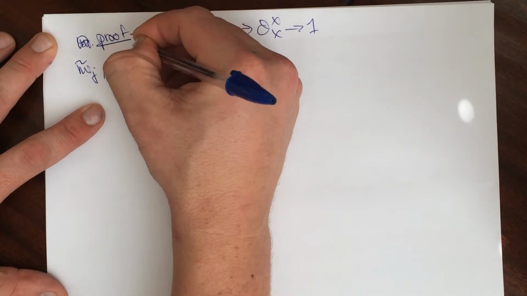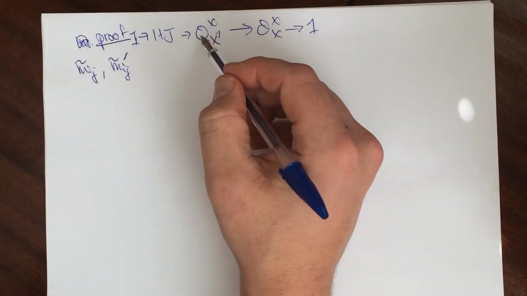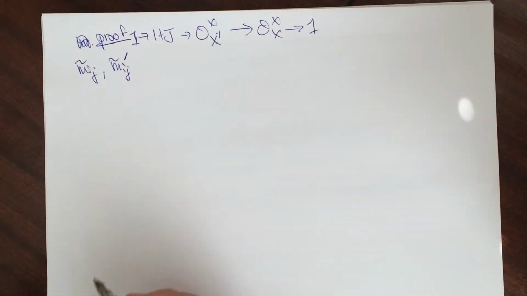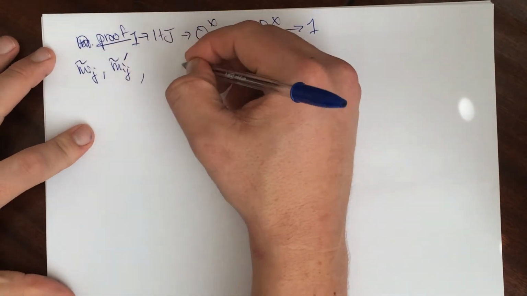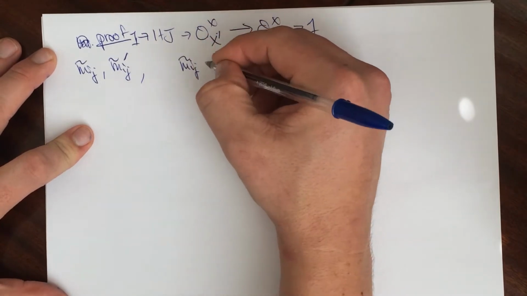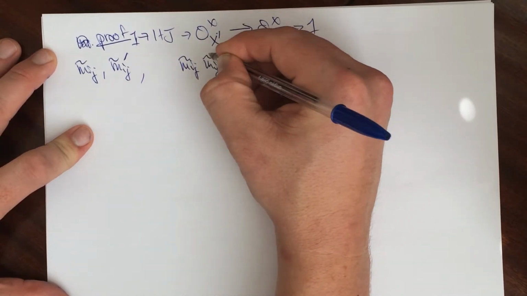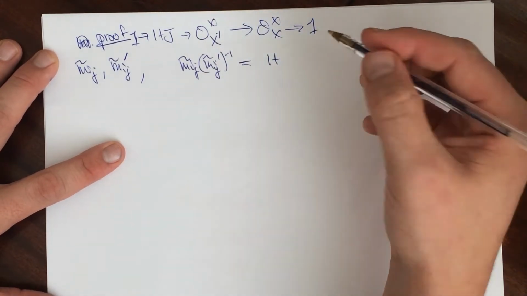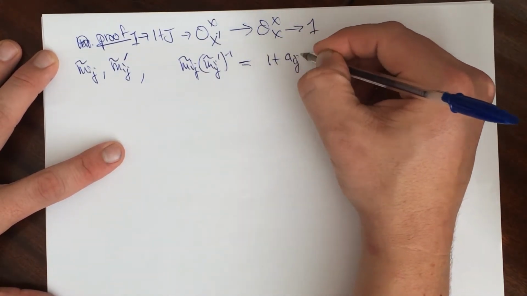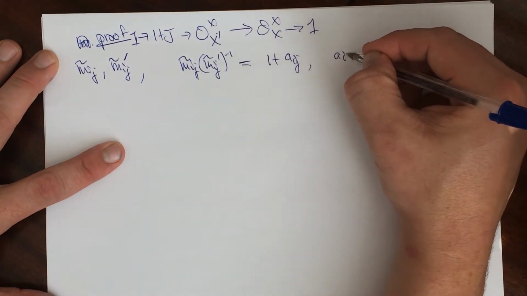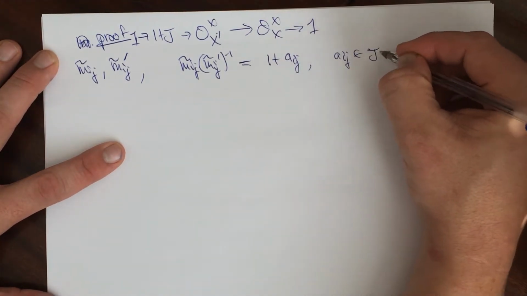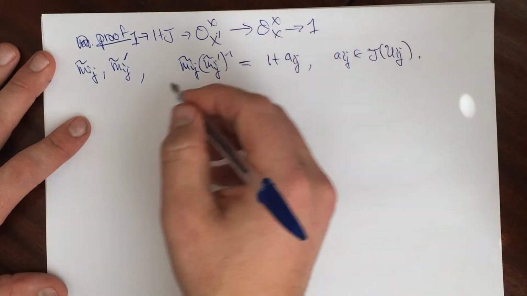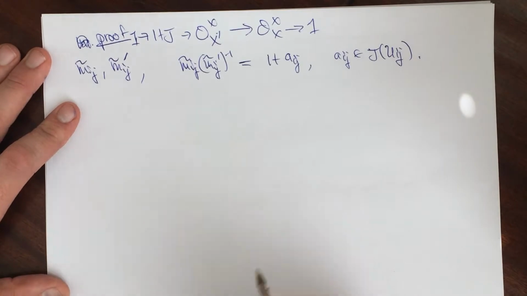So we have this exact sequence here of groups, and here we have two guys that are lifted that map to the same thing. So we know that Mij tilde times Mij tilde prime inverse is equal to 1 plus, and then we need to choose a letter, Aij, for Aij an element of J of Uij. Okay, so these two things agree, so they look like this.